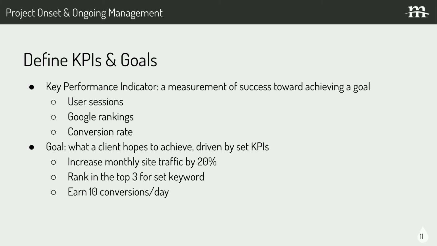By contrast, a goal is what specifically the client hopes to achieve, driven by set KPIs. A goal may be increasing monthly traffic by 20%, ranking in the top 3 results for a set keyword, or earning 10 conversions per day on a particular web form.